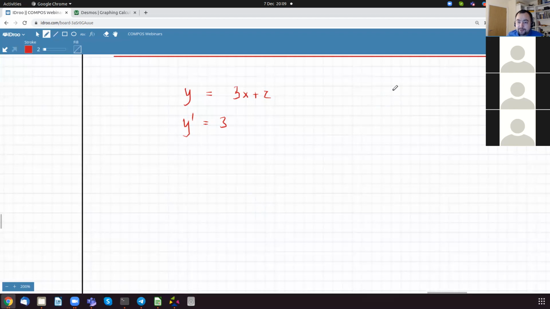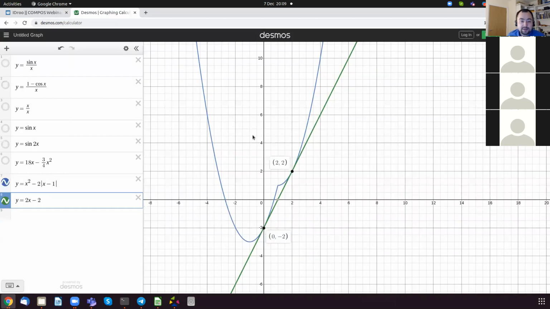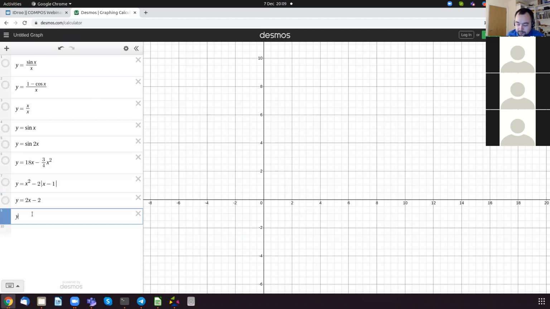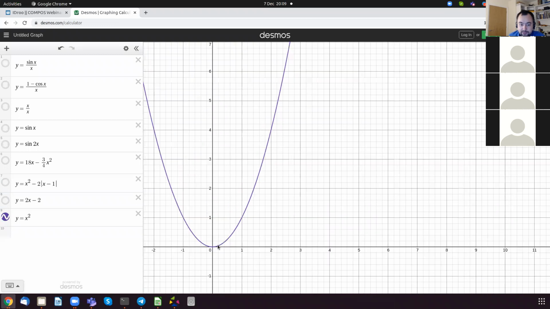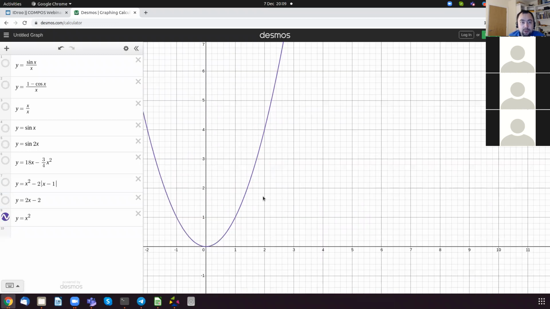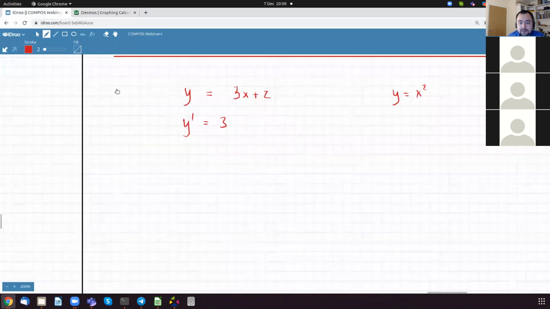But for a different function, let's say y equals x squared, the gradient depends on x, because for different values of x, the gradient is going to be different. So if we draw y equals x squared, you can see that the gradient at different points is different. And as a matter of fact, the gradient for this function is equal to 2x.